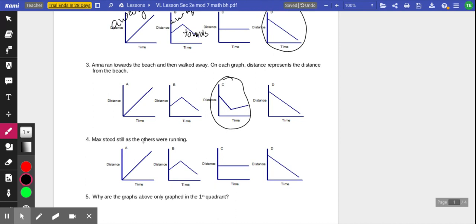Max stood still as the others were running. So Max's distance isn't changing. Over time, he's staying exactly in the same spot. So that would be C.